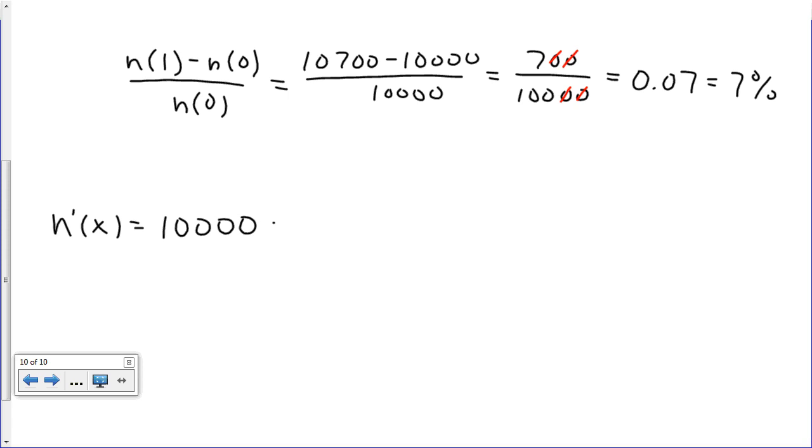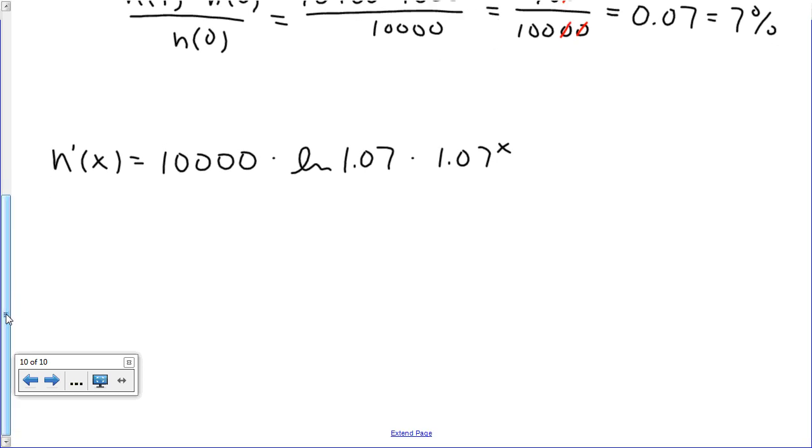And the derivative of 1.07 to the x, that's the b to the x rule. The rule was it's the natural log of the base, natural log of 1.07, times 1.07 to the x, times the same function you started with. So there's our derivative function, and now we can plug in the two values they wanted us to plug in, which was at 0 and at 1. So we'll calculate N prime at 0 and N prime at 1.